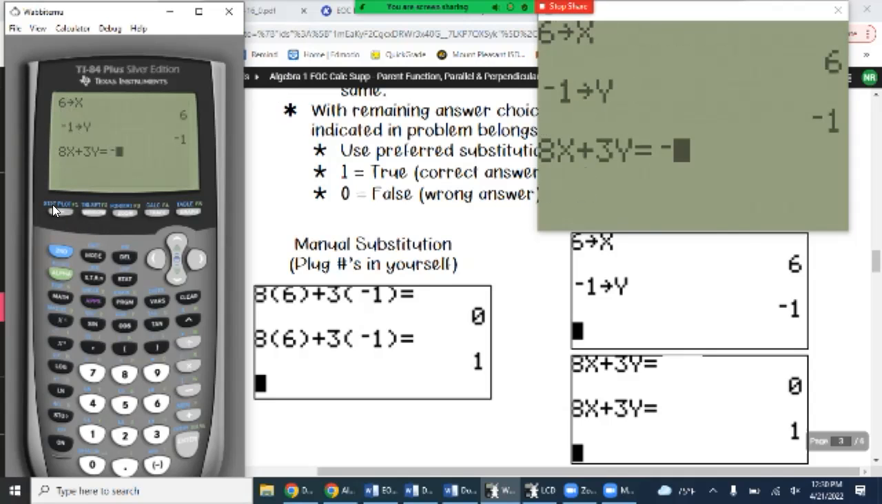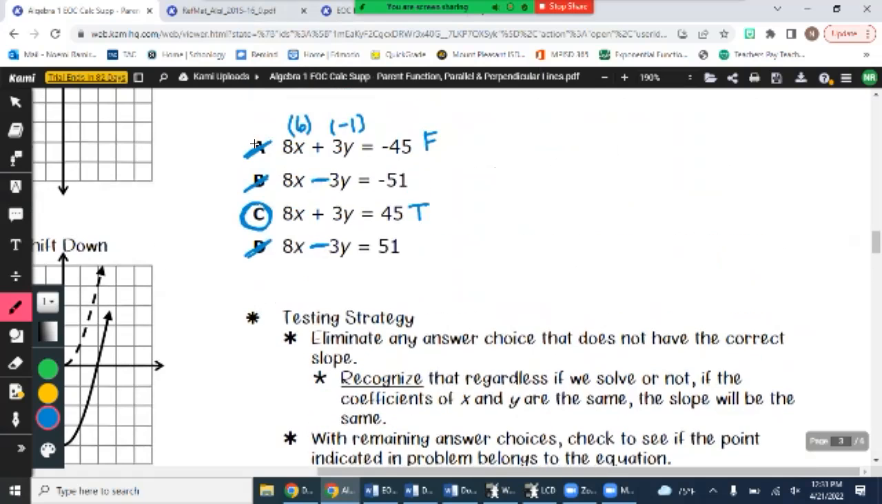And the first answer choice is -45. Gives me a 0 because it's not true. Second answer choice, +45. There it is. So either you plug the number in yourself or you tell the calculator what number you want it to plug in. Got it? But your answer is C. Next one.